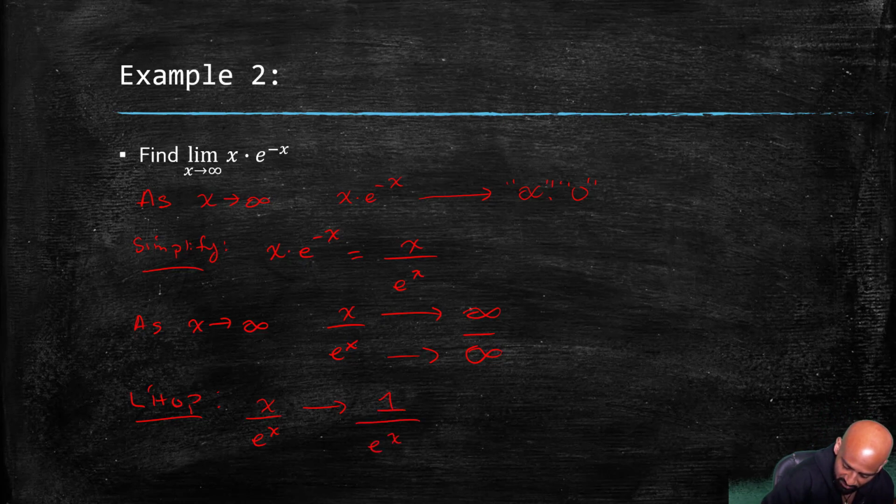So finally, when I take the limit as x approaches infinity of x over e to the x, simplified version, 1 over e to the x, then I end up getting effectively 1 over something really big, which implies that that's going to be equal to 0. So therefore, the limit as x approaches infinity of x e to the negative x equals 0.